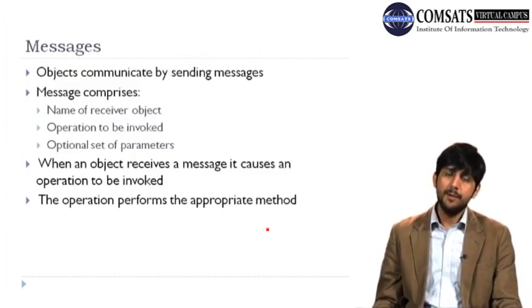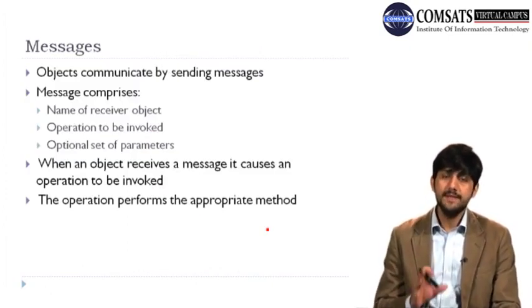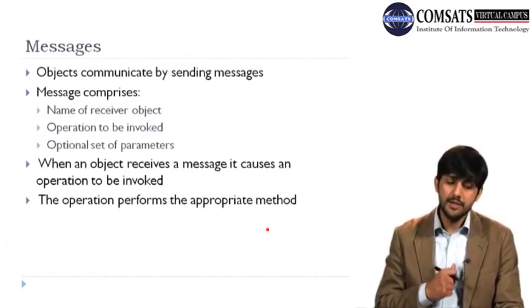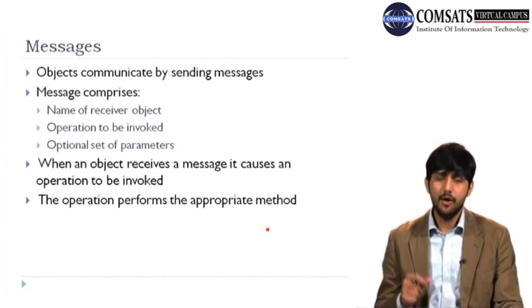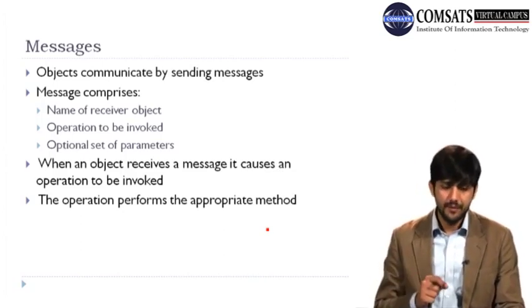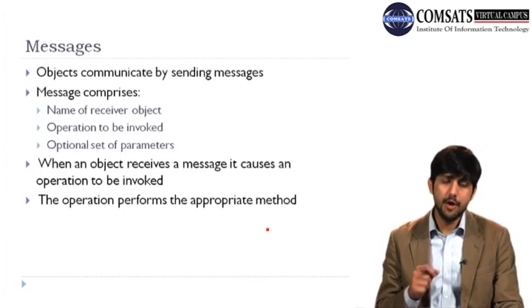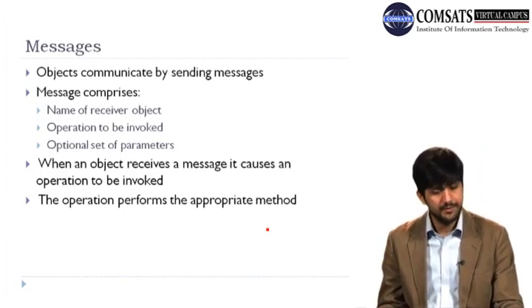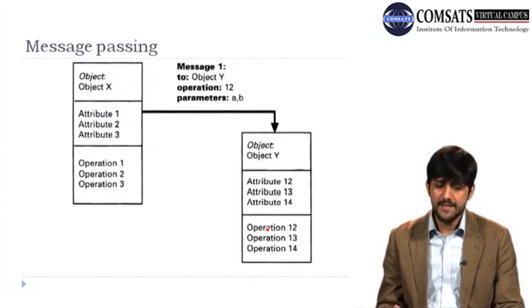So what are these messages? Objects communicate by sending messages. A message comprises the name of the receiver object, the operation to be invoked, and an optional set of parameters. When an object receives a message, it causes an operation to be invoked. The operation performs the appropriate method and generates an output. So this is how message passing works.